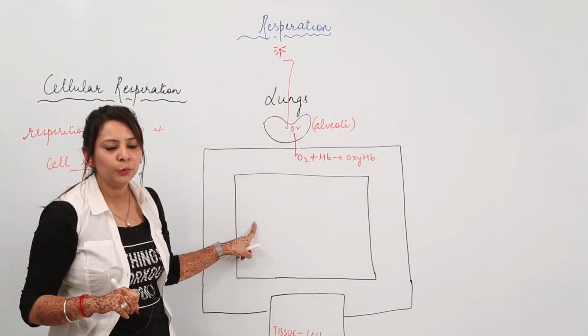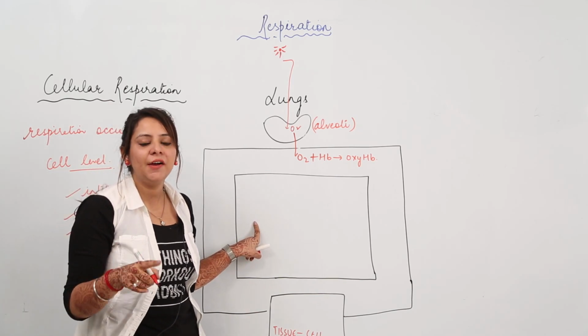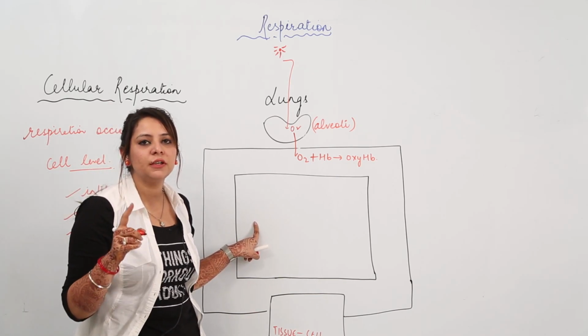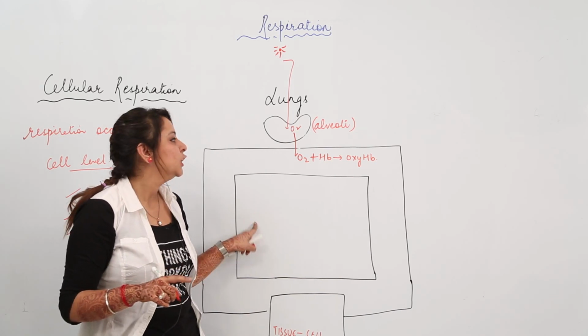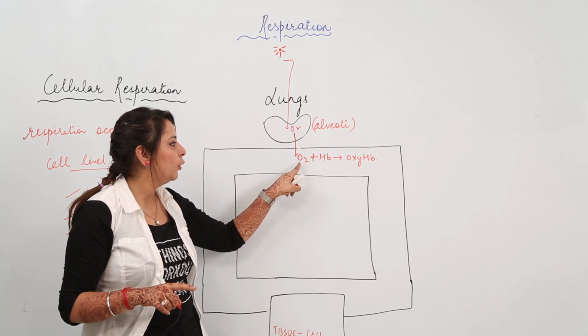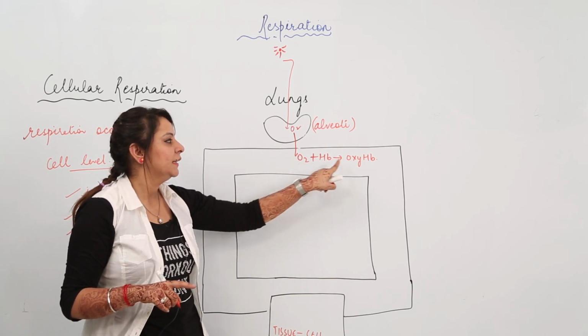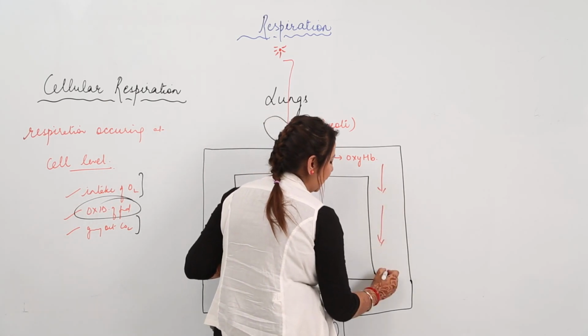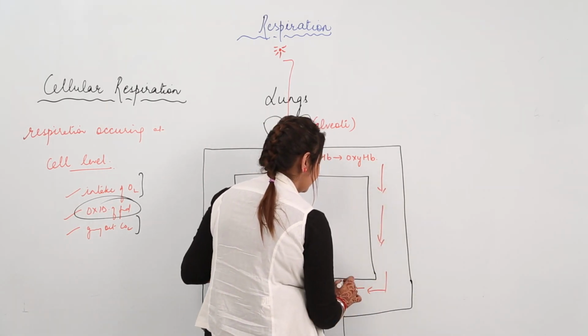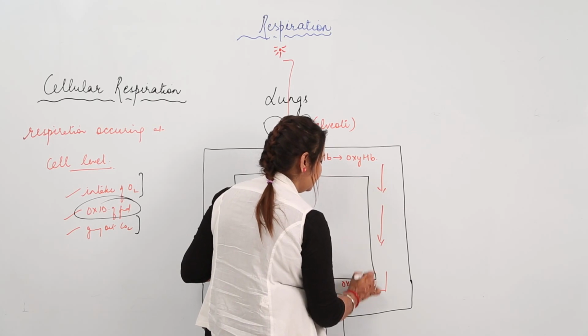We know that hemoglobin is an iron complex whose responsibility is to transport gases by forming a complex. So it is forming a complex with the oxygen, that is oxyhemoglobin. Now as the blood flows, this complex is present in the blood.